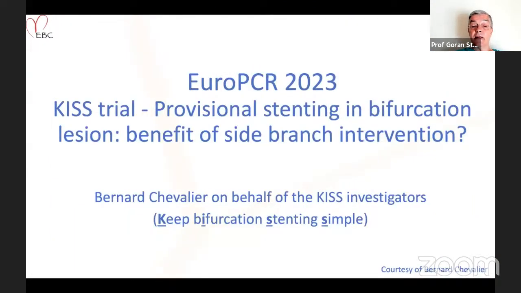Regarding the provisional strategy, we have novelty, the KISS trial. It's provisional stenting in bifurcations. What is the benefit of side branch intervention? It's, I have to say, non-left main bifurcations. Bernard Chevalier is primary investigator.